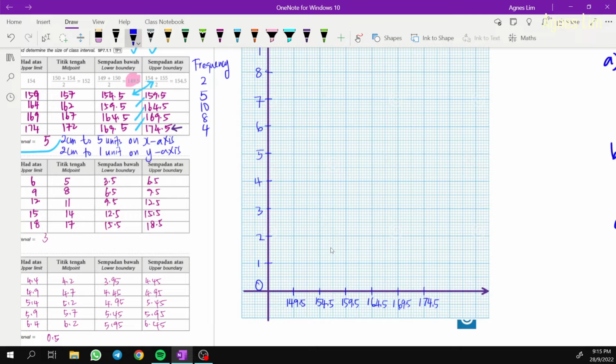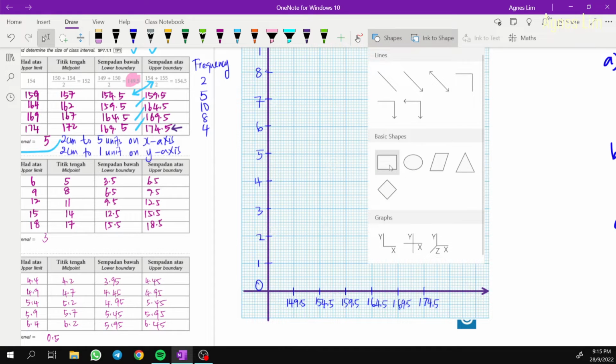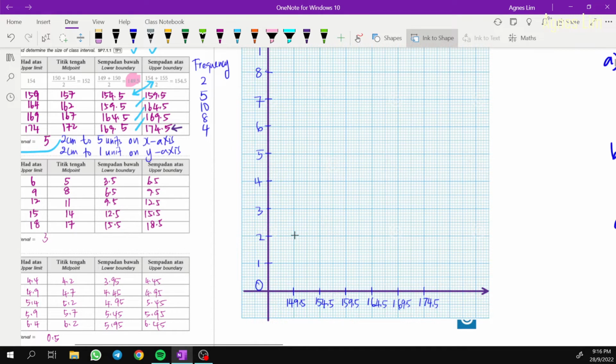Okay, so I have 1, 2, 3, 4, 5. Make sure that by the time you do the last upper boundary, you have spaces for 5 bars, like this. So now we are going to draw our histogram. We're going to use the frequency given. So the first class, our frequency is 2. So 2 will be here.